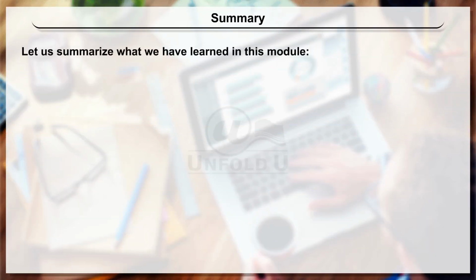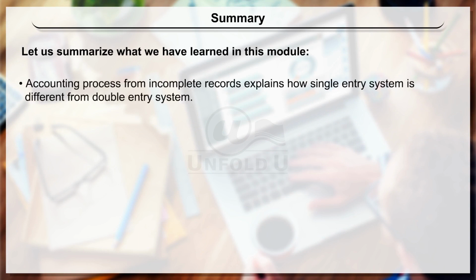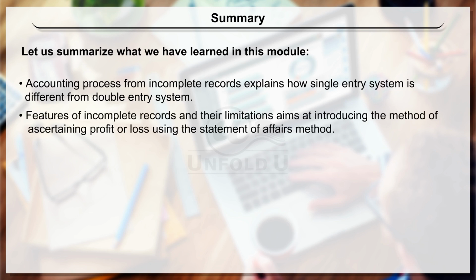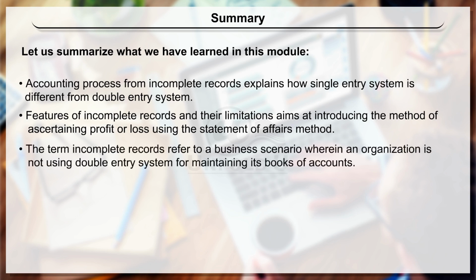Summary. Let us summarize what we have learned in this module. Accounting process from incomplete records explains how single entry system is different from double entry system. Features of incomplete records and their limitations aims at introducing the method of ascertaining profit or loss using the statement of affairs method. The term incomplete records refer to a business scenario wherein an organization is not using double entry system for maintaining its books of accounts.